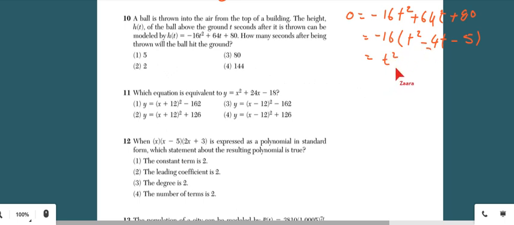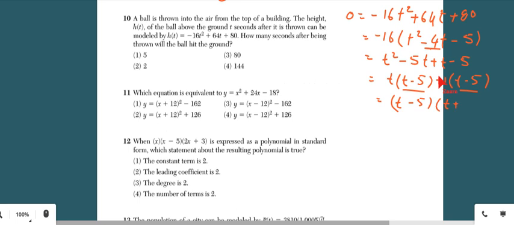Now we have to break the middle term. So minus 4t can be written as minus 5t plus t. So take t outside from the first two terms, it will become t minus 5, plus 1 outside, so it will become t minus 5 again. So t minus 5 is still common. Take it outside and you will get t plus 1.